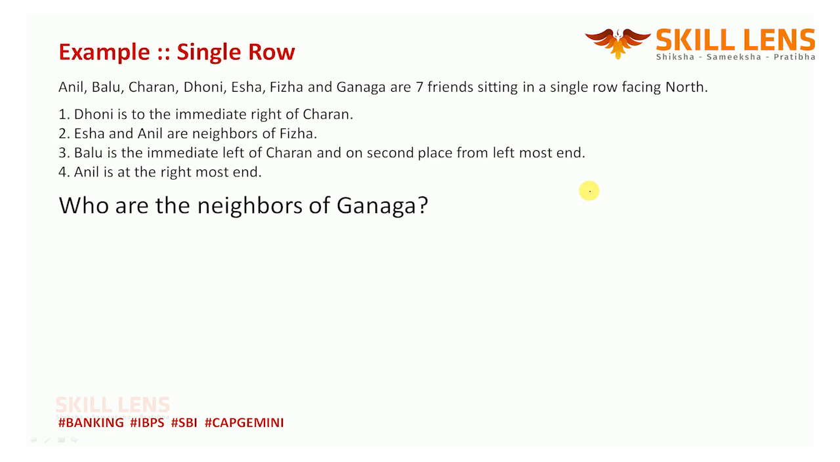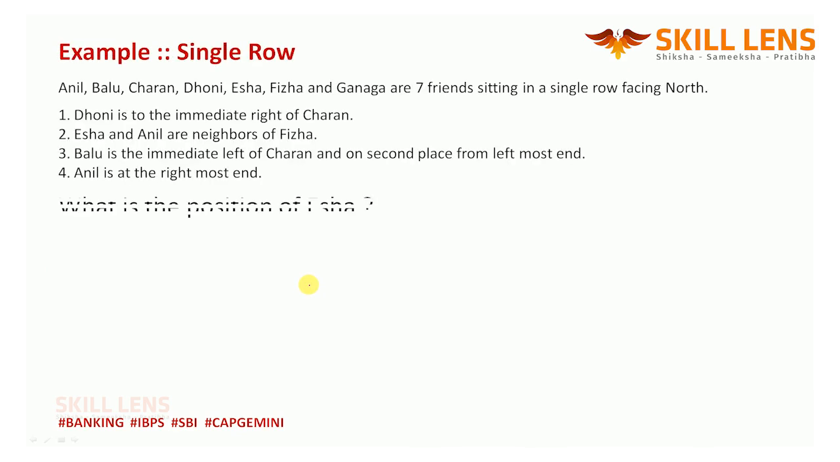Who are the neighbors of G? Once you know that arrangement, who are the neighbors of G? Only Balu, because G is at the left end. So she will get only one neighbor, which is Balu. That's it. We'll try to solve one more question on the same concept.